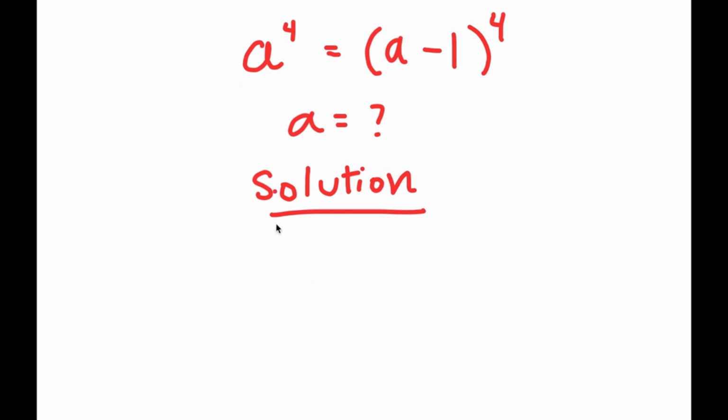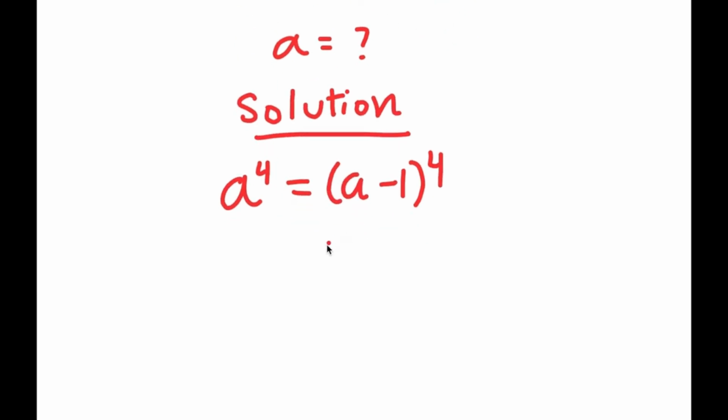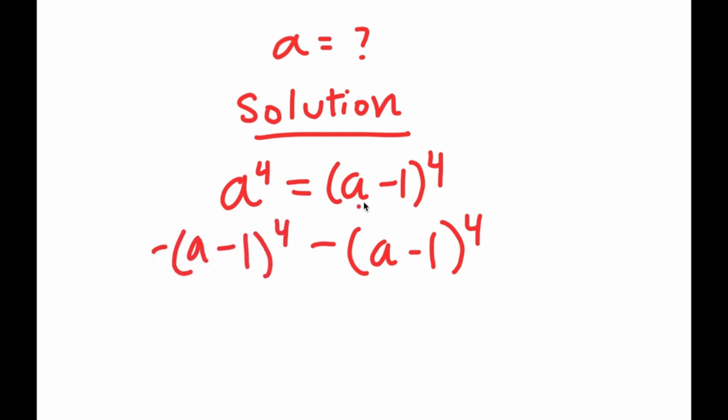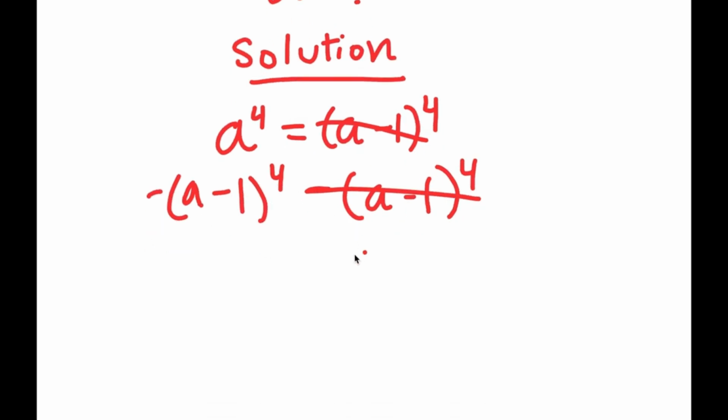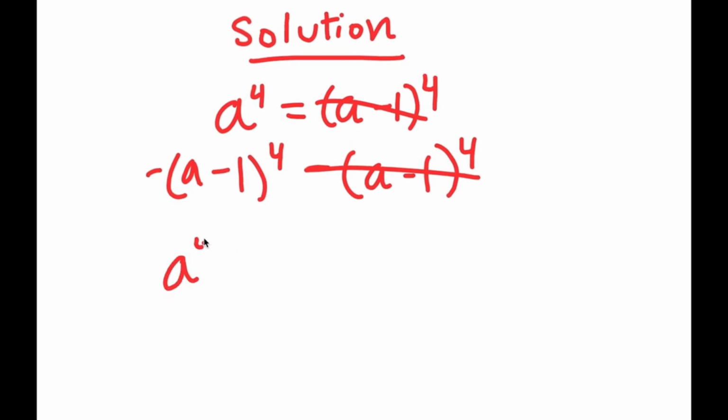And now for my solution, I'm going to first rewrite this problem down here so I have a little more solving space. So my problem is a to the power of 4 is equal to (a minus 1) to the power of 4. Now from here, I'm going to subtract (a minus 1) to the power of 4 on both sides. So then these two cancel out, and I get a to the power of 4 minus (a minus 1) to the power of 4 is equal to 0.